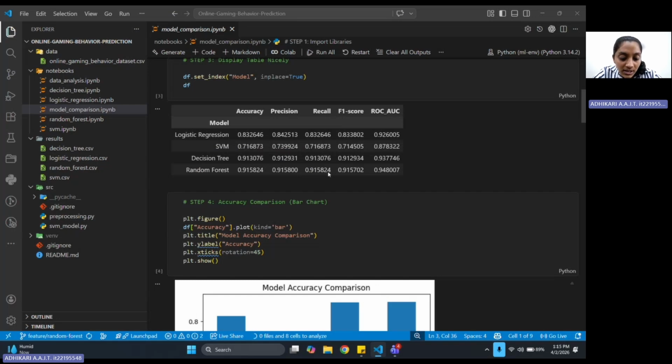Finally, Random Forest gave the best performance. Highest accuracy, around 91.5%. Very strong precision, recall, and F1 score. Highest ROC AUC value. This is because Random Forest combines multiple decision trees, which helps to reduce errors and improve stability. Now let's look at the graph.